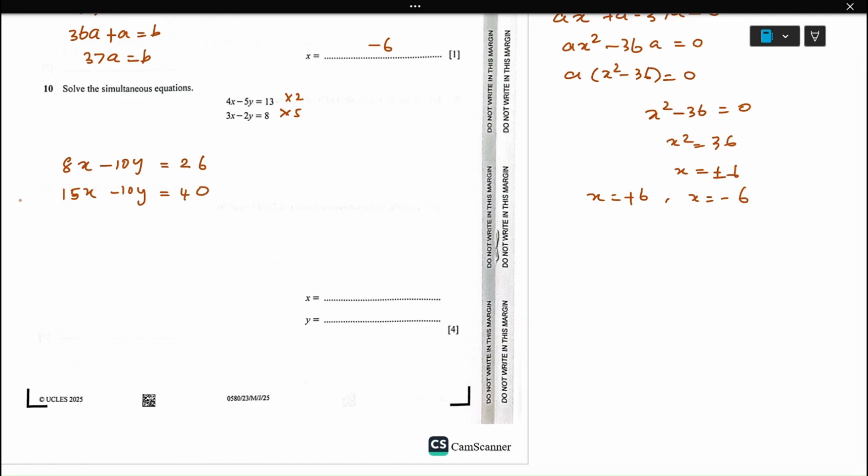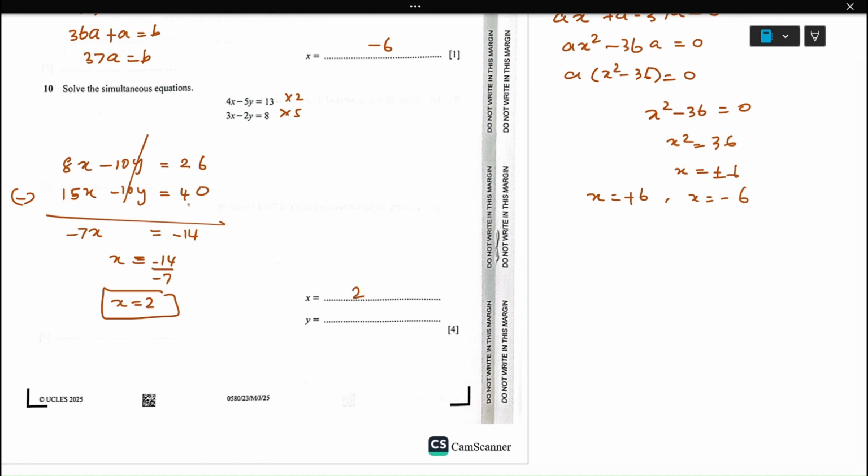Same sign, so I'm going to subtract here. 8 minus 15 is going to be −7x. The y terms cancel here. 26 minus 40 is going to be −14. So x = −14 over −7. So x = 2.